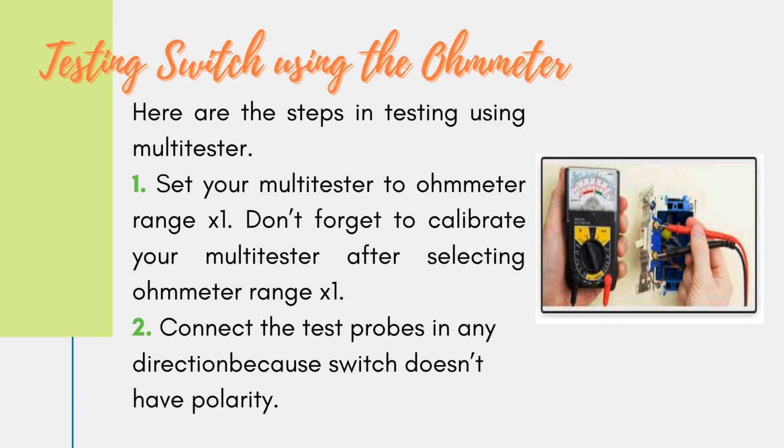Testing switch using the ohm meter. Here are the steps in testing using multitester. 1. Set your multitester to ohm meter range X1. Don't forget to calibrate your multitester after selecting ohm meter range X1. 2. Connect the test probes in any direction because switch doesn't have polarity.